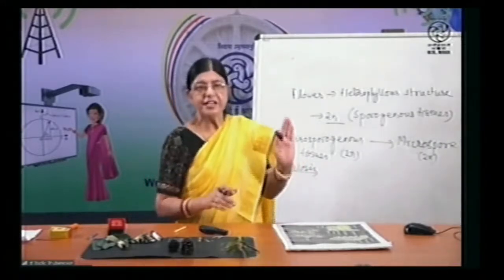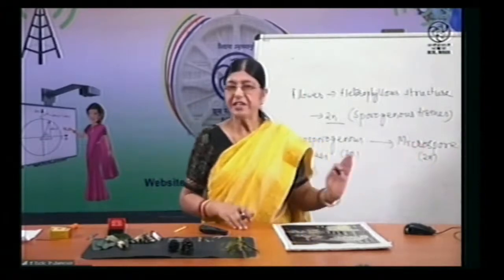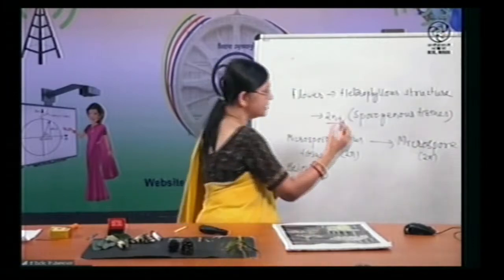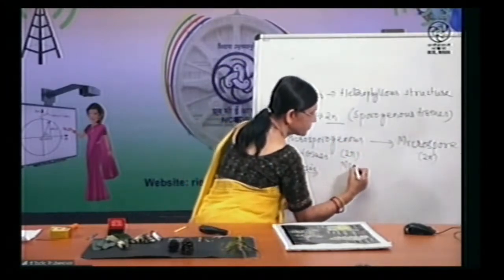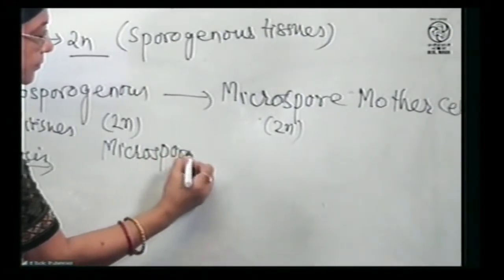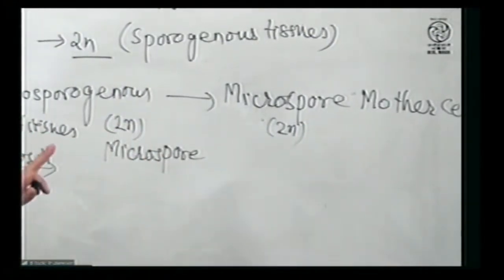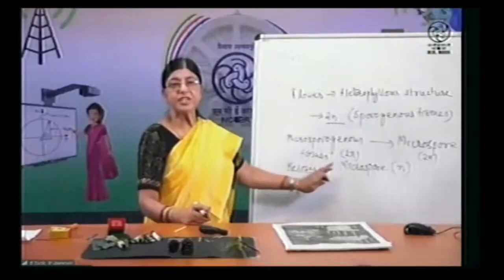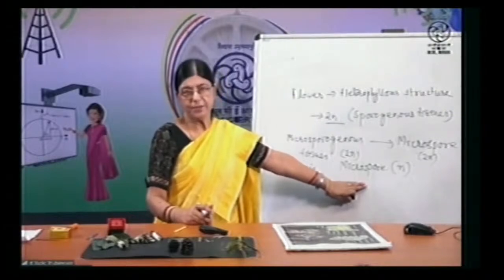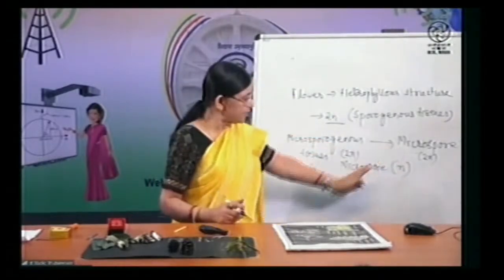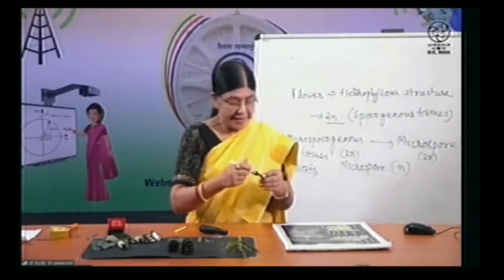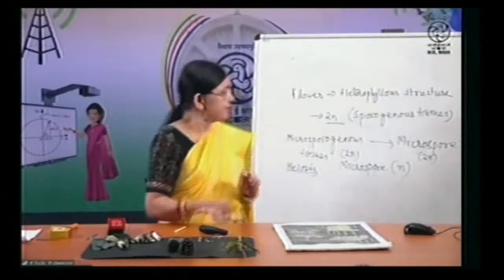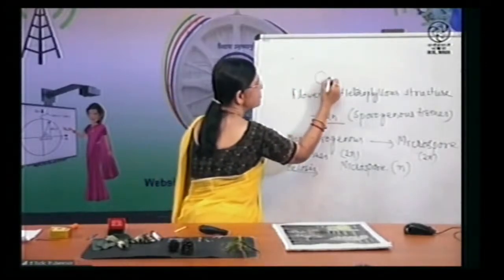Each microspore mother cell will divide to produce 4 cells. Each of the cells will be called a microspore. What will be the ploidy of each microspore? They'll be haploid. As they have been produced by meiosis, each of them will be haploid. So each microspore mother cell will give rise to 4 microspores. Initially, these 4 microspores will be arranged in a tetrad arrangement.